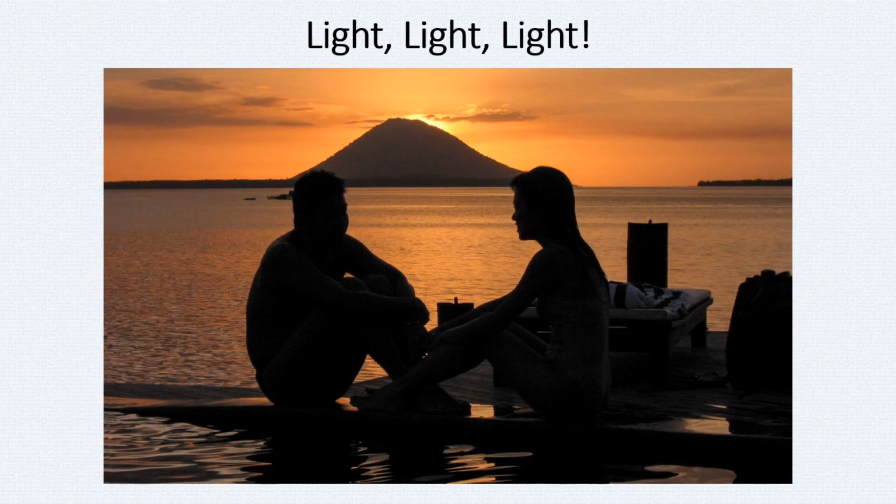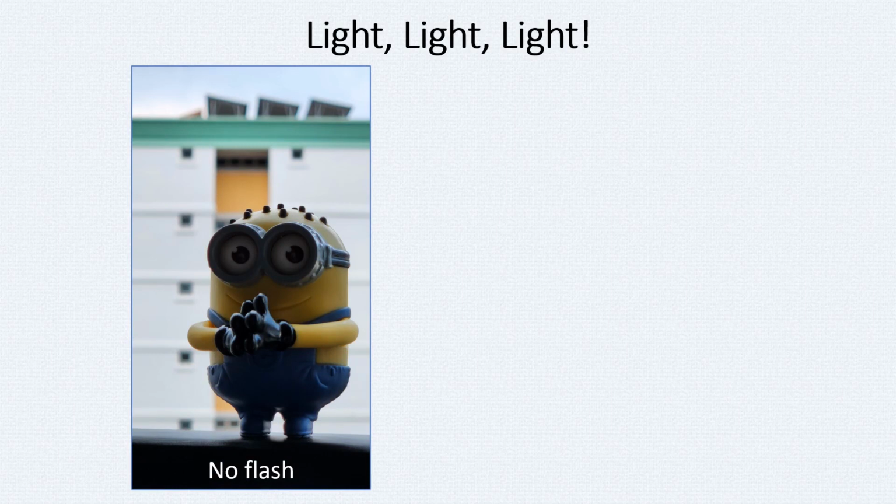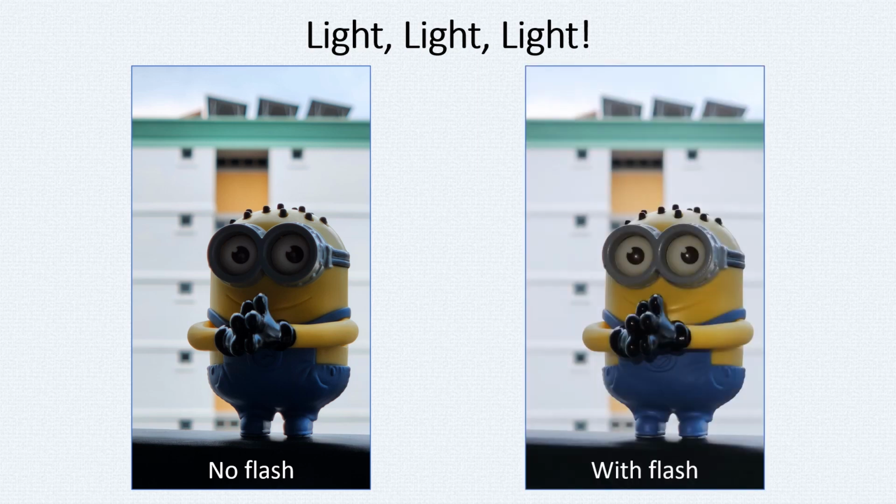Light is everything in photography. With no light, you get darkness. When photographing a subject against a very bright background, the subject will be dark. You need to switch on the flash. The camera's flash lights up the subject, while still maintaining the correct exposure for the background.